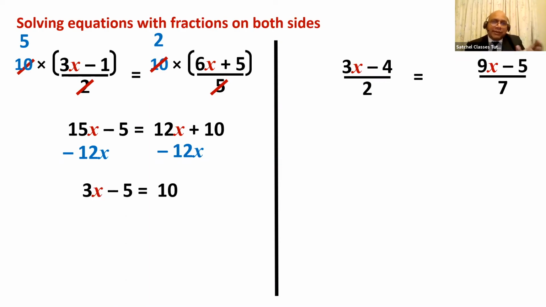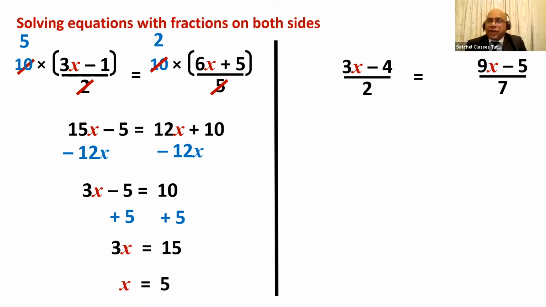Let's now transfer the minus 5 to the right-hand side by adding 5 on both sides, right? So if I add 5 on both sides, on the left, minus 5 plus 5 is 0. So you're left with only 3x. And on the right, we have 10 plus 5, 15. So 3x equals 15. Divide by 3 on both sides, you get x equals 5.